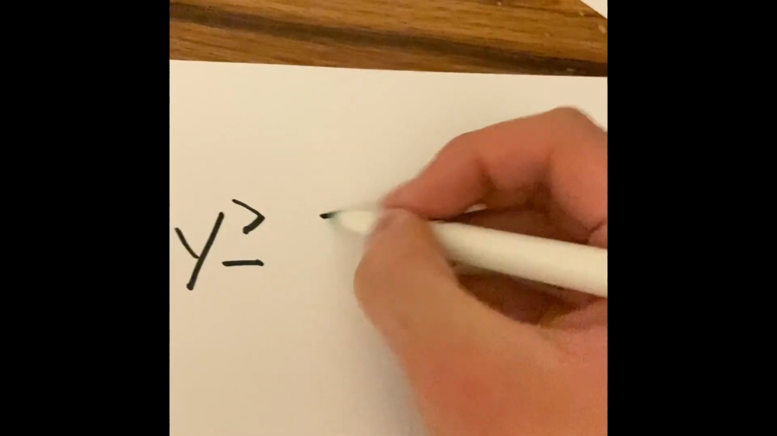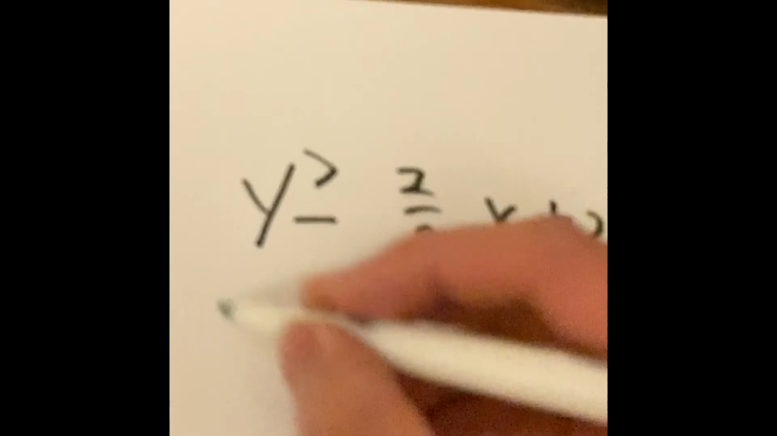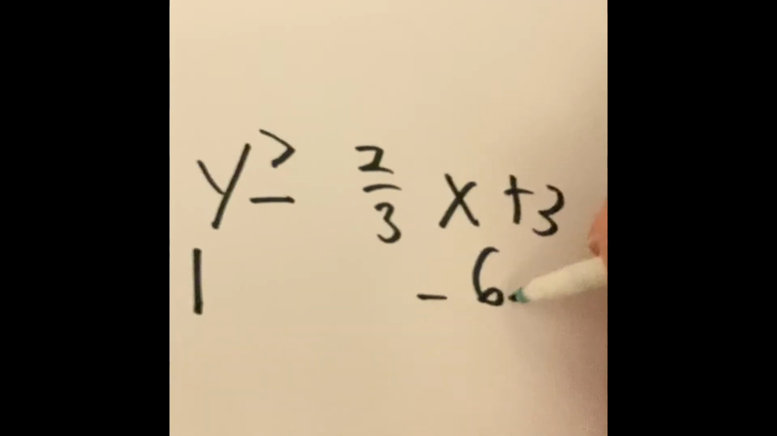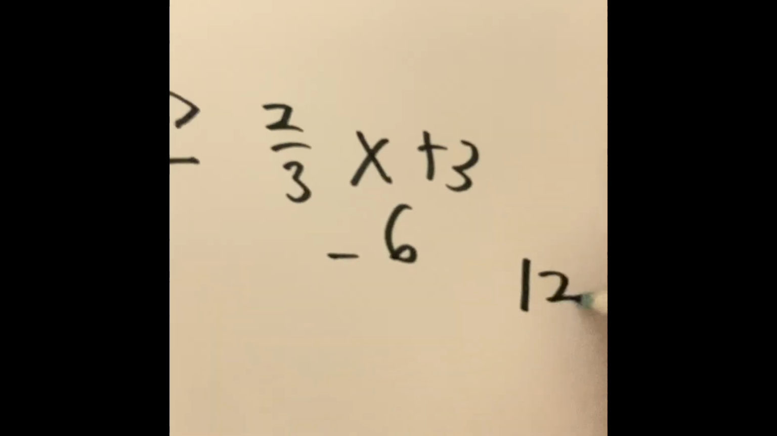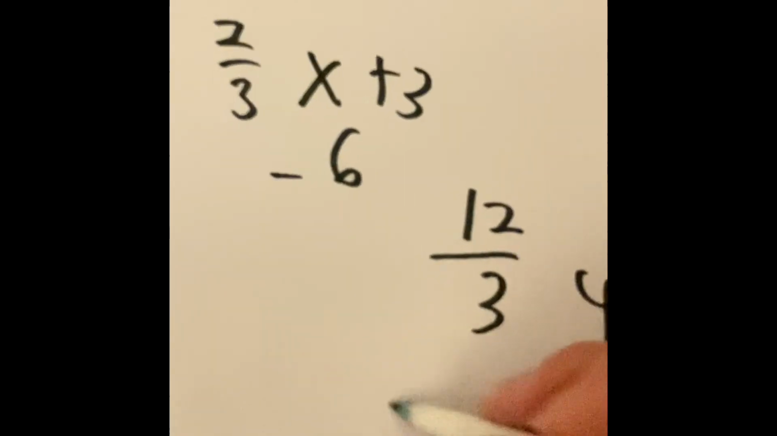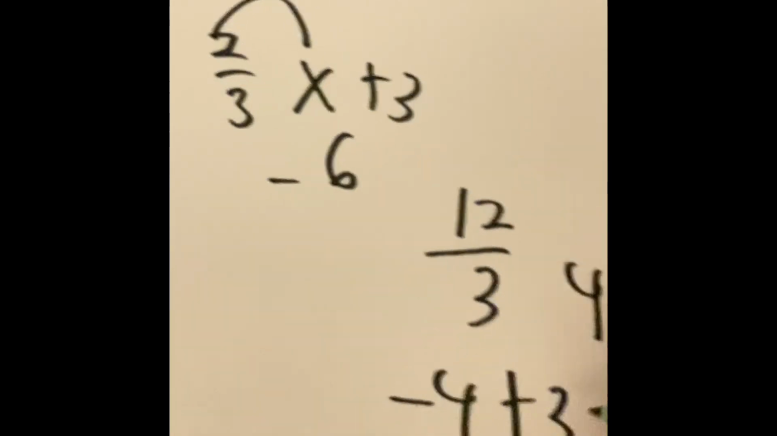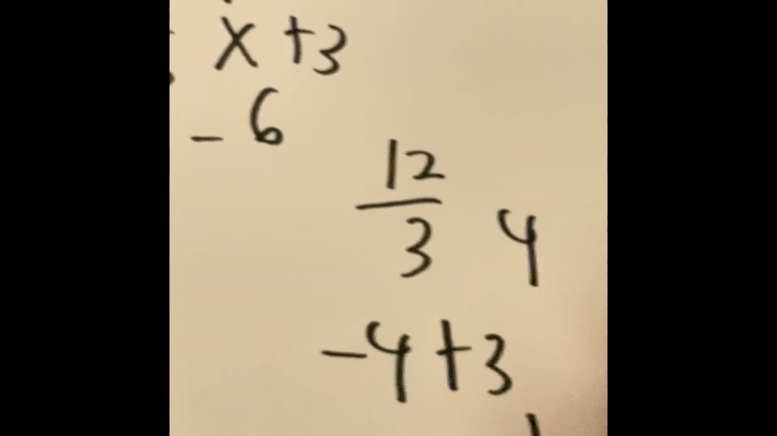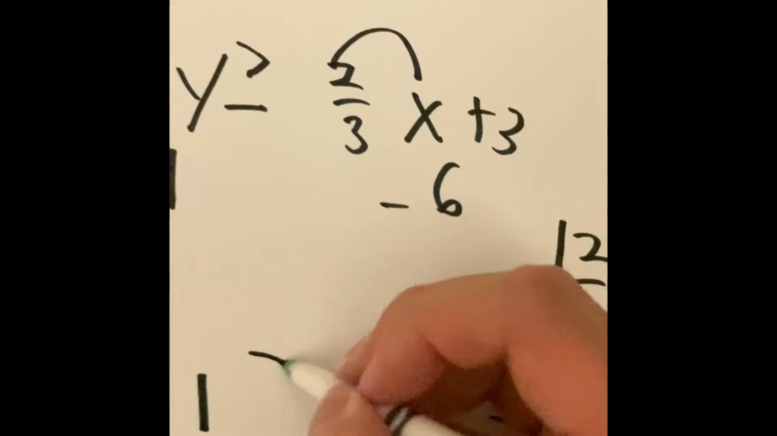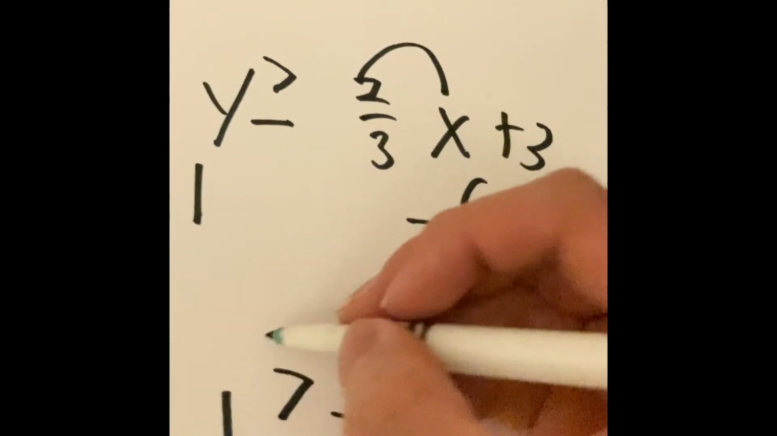We have y is greater than or equal to 2 over 3x plus 3, with (-6, 1). So doing that, we're going to get 12 over 3, which will become 4, or negative 4, because it's a negative 6 being multiplied, plus 3, that is going to be negative 1. So, is 1 greater than or equal to negative 1? Well, 1 is greater than or equal to negative 1. So this makes it true.